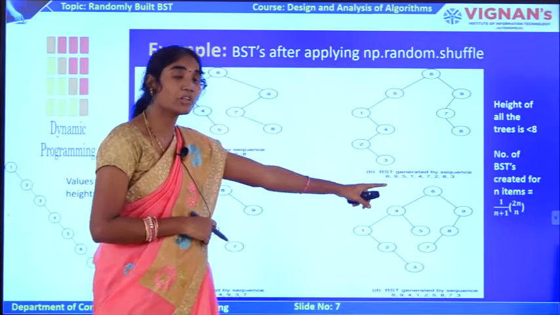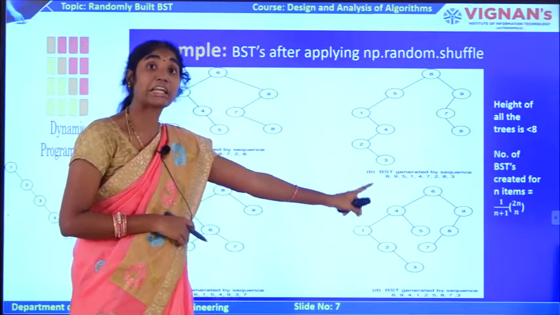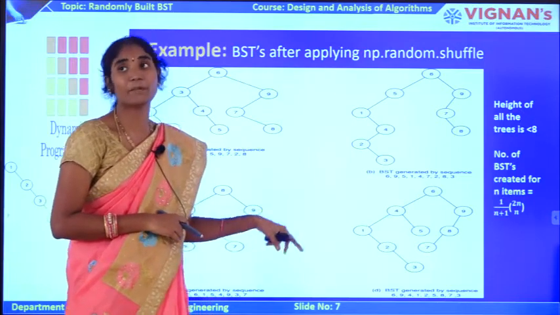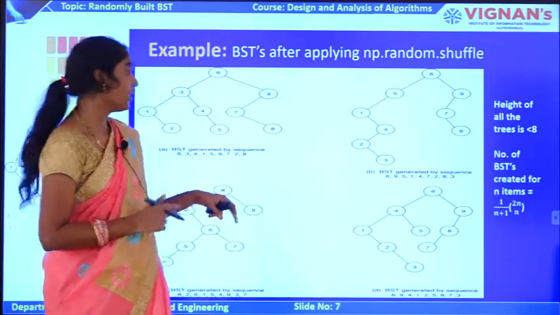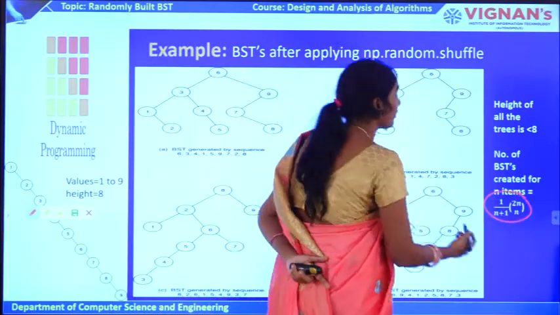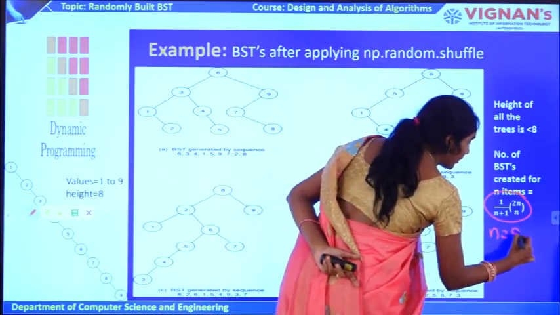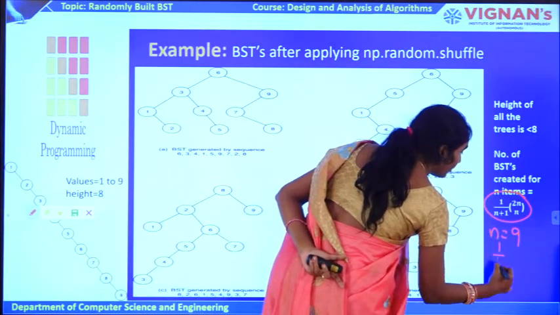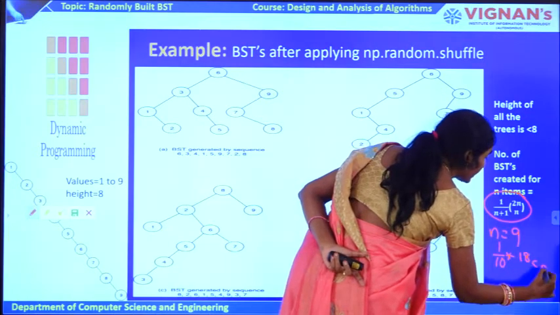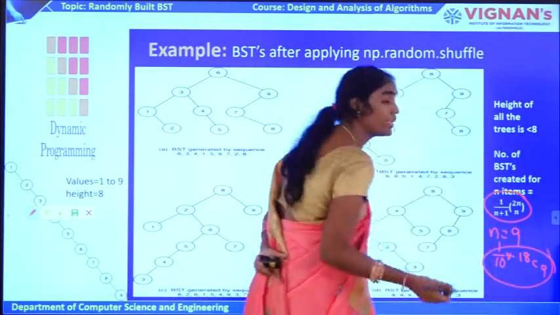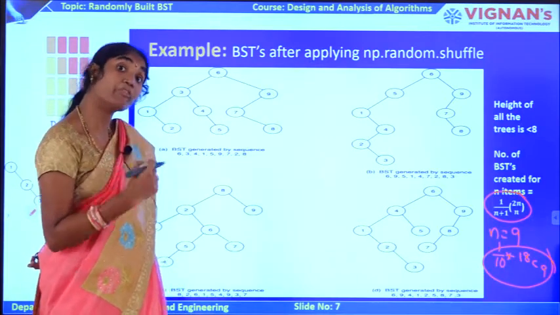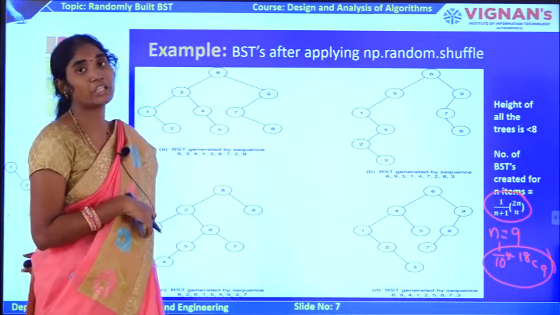And there is one more thing: the number of binary search trees created for n items is equal to 1 by n plus 1 into 2n Cn. Here 1 by n plus 1 into 2n Cn. For example, here in the given case n is equal to 9. So 1 by 10 into 2 into 9, which is 18 C9. So these many binary search trees I can have for the given 9 elements.